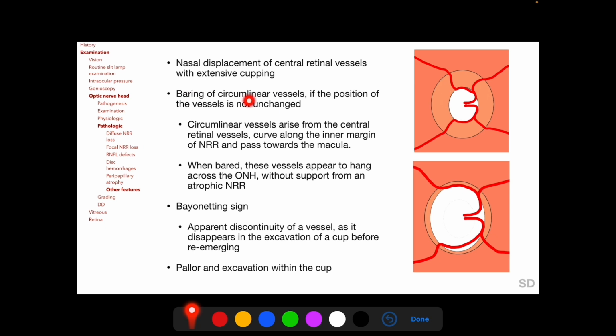Baring of circumlinear vessels, as shown here in this diagram, can also be found with significant enlargement of the optic cup. The circumlinear vessels arise from the central retinal blood vessels, curve along the inner margin of the neuroretinal rim and pass temporally towards the macula. When bared, these circumlinear vessels appear to hang across the optic nerve head without support from the adjacent neuroretinal rim.